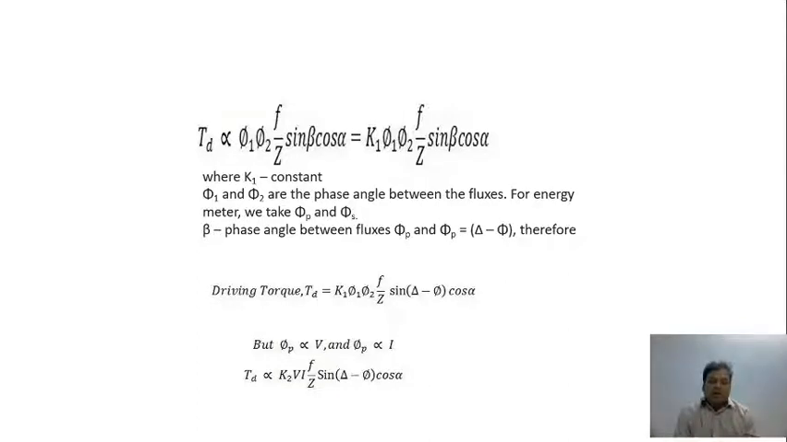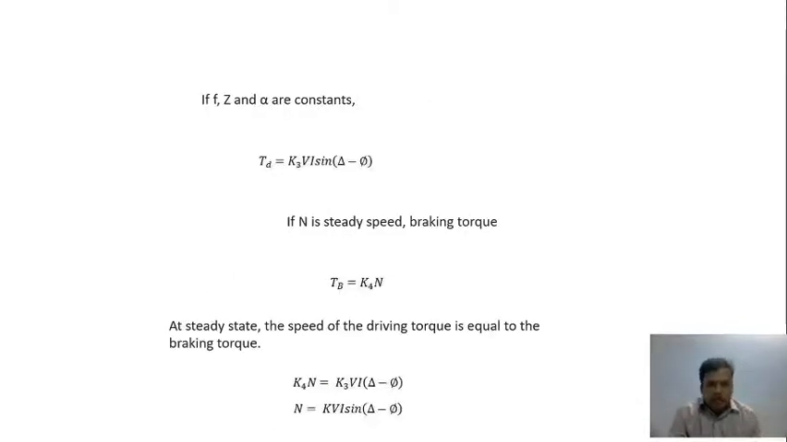But phi p is proportional to V and phi s proportional to I, and TD is proportional to K2 V I f by z sin delta minus phi into cos alpha. So TD is equal to K2 V I f by z sin delta minus phi into cos alpha. Here we can write the driving torque equation finally. If f, z and alpha are constant, Td is equal to K3 V I sin delta minus phi.